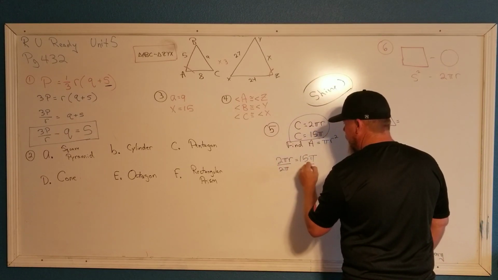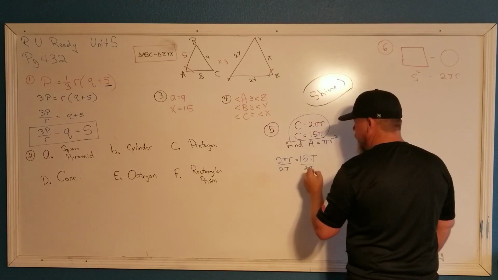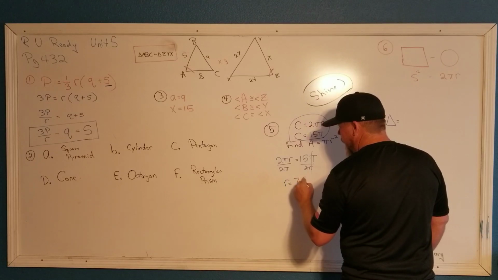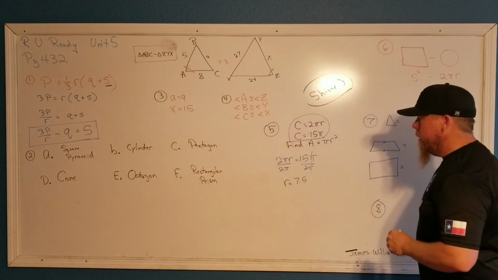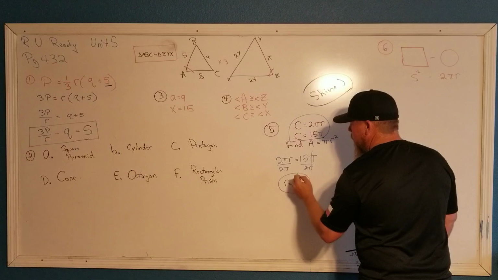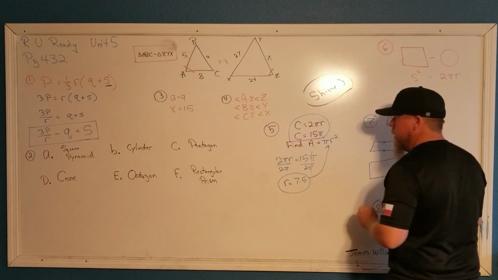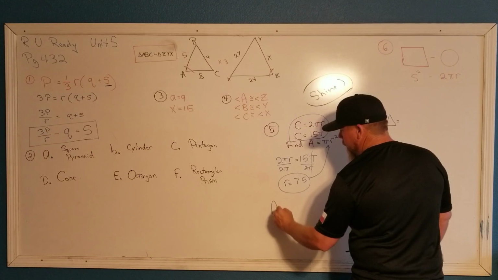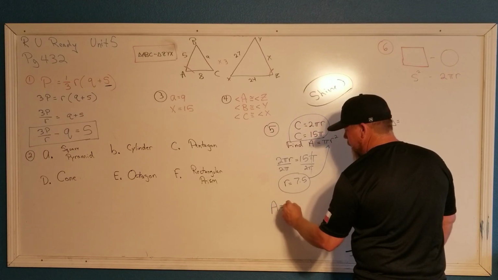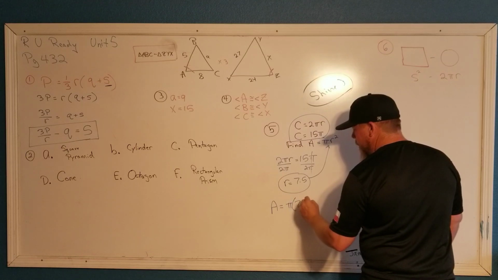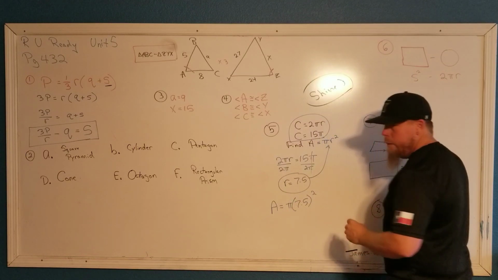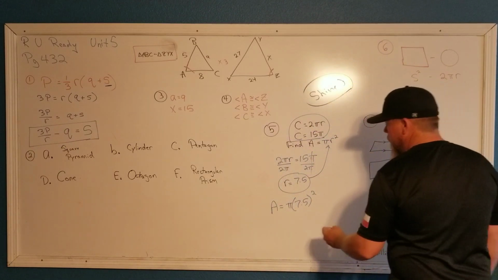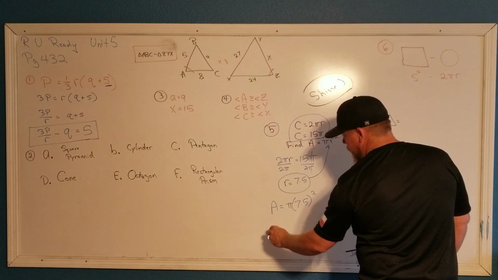So we're going to divide by 2 pi. Our pi's are going to cancel, and our radius is going to be equal to 7.5. Okay? So now we're going to take that value and plug it right back into the formula for area. The formula for area is pi r squared, so we're going to have area equals pi times 7.5 squared. Okay? Pi times 7.5 squared. And just in case you don't know, 7.5 squared is 56.25.